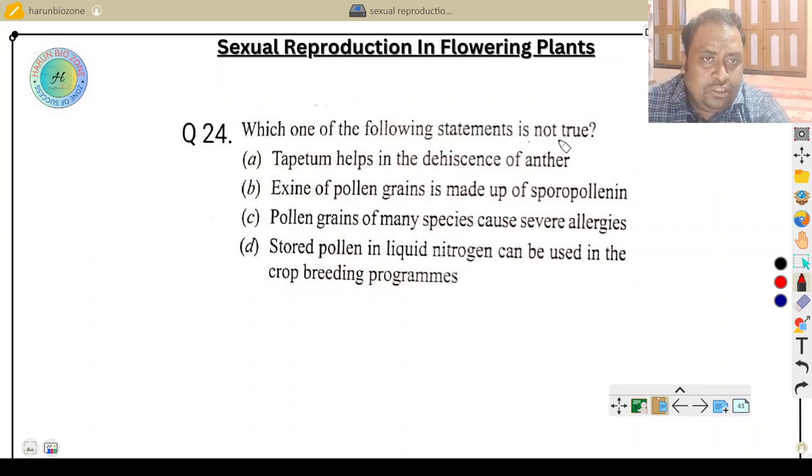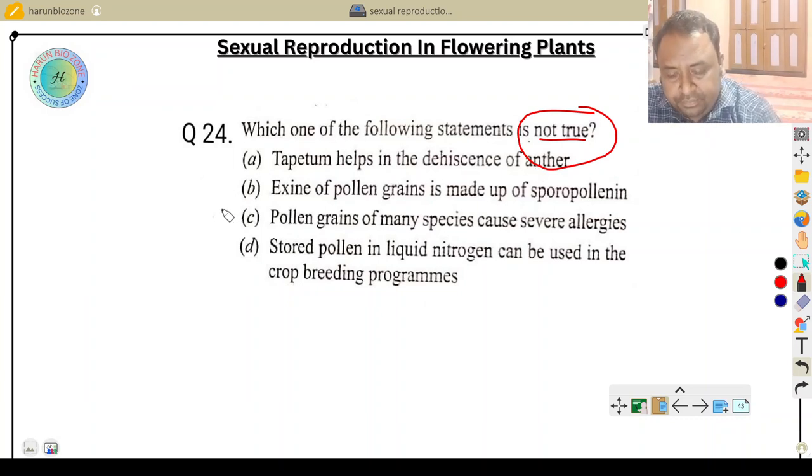Which one of the following statements is not true? Here the main point is not true. The tapetum helps in the dehiscence of anther. First point, the tapetum does not help dehiscence. Suppose this is the pollen.